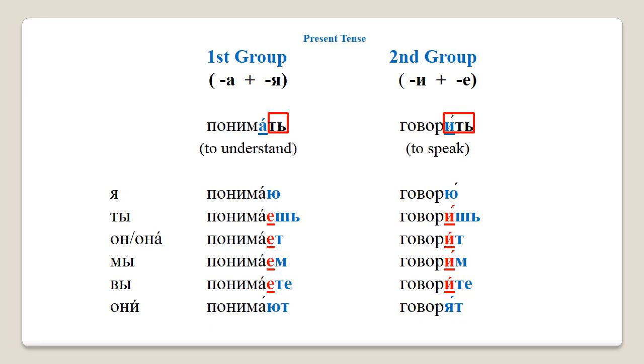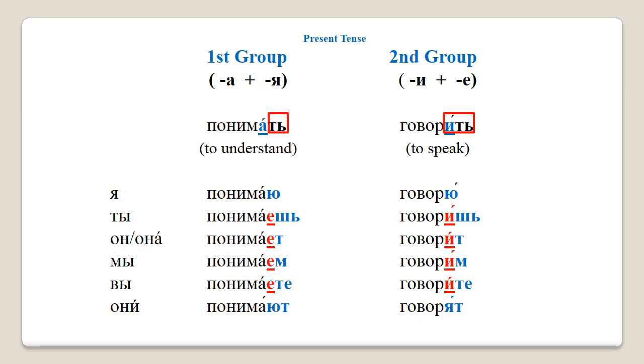Now, in order to use a first group verb in a different form such as I, he, they, etc., all we need to do is get rid of the t soft sign ending and then add the appropriate ending to what we call a stem. Now let's go through all these forms one by one.